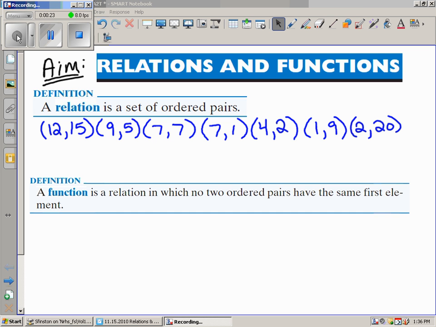All right. Now we got to talk about functions. A function is a relation in which no two ordered pairs have the same first element. If we could, somebody from the room, please volunteer. Can you give me an example of a function? Give me 2 or 3 coordinates that would make a function.